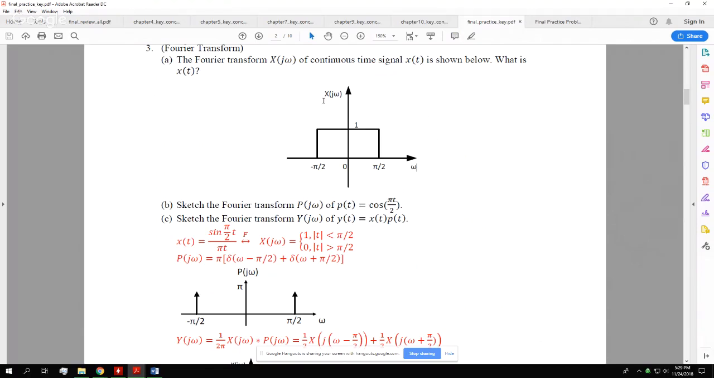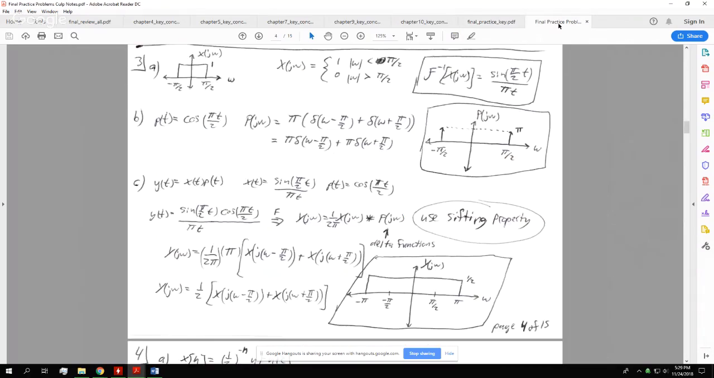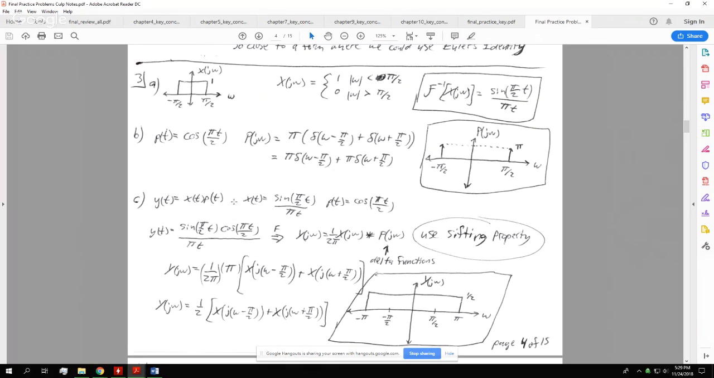So the first thing we need to do is turn this into a mathematical representation instead of just a picture. So here I redrew the picture, just a pulse, and then I translated it from a graphical representation into mathematical terms. Basically, it's a 1 when the absolute value of omega is less than pi over 2, so that handles the symmetry on the negative side of the axis, and then a 0 everywhere else.